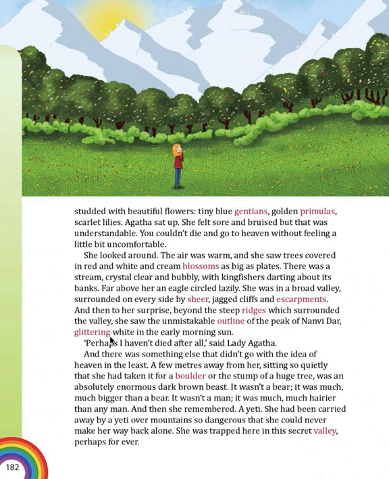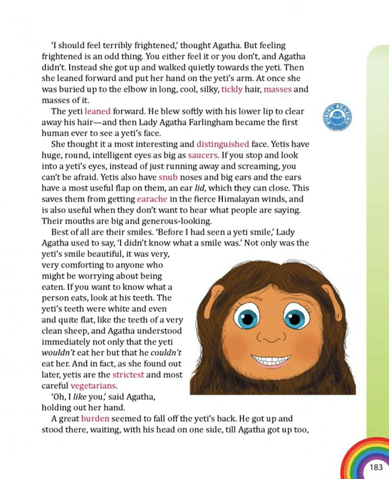Outline, we know. Glittering, that's okay. Boulder, big rock. Valley is like the area between two mountains, the kind of dip between them. Tickly, we know that word. Masses, like lots and lots, a huge amount. Leaned, we know. Distinguished face, so if you have a distinguished face, you look very distinguished, very proper and correct.